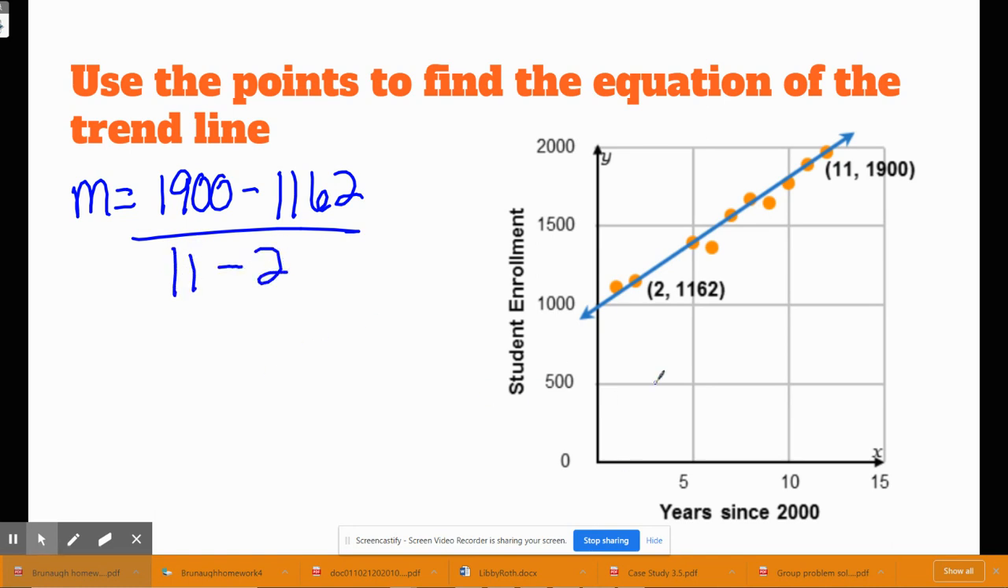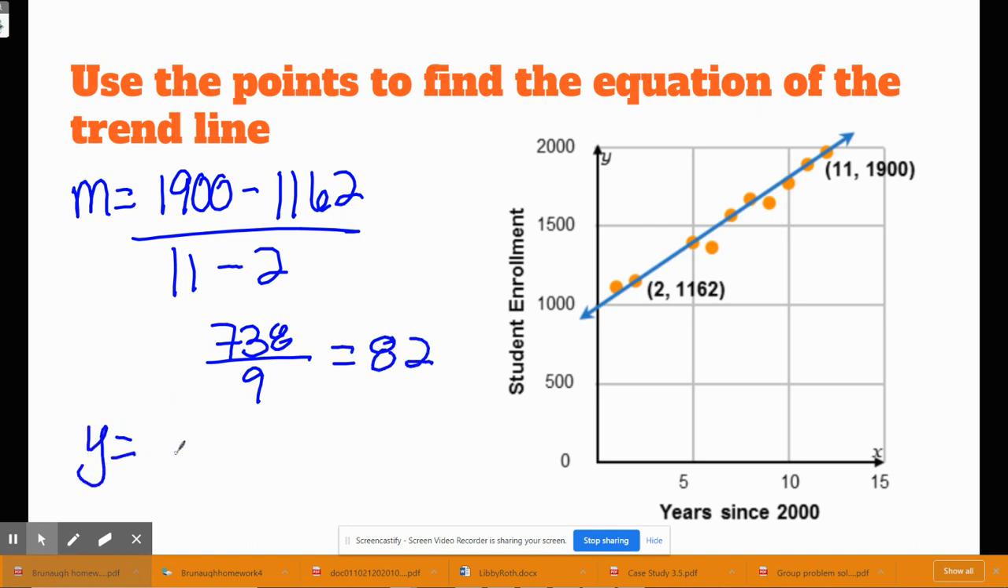1,900 minus 1162 is 738 over 9. Well, 738 divided by 9 gives me 82. So I got a little bit different slope here. And then we can use a point.